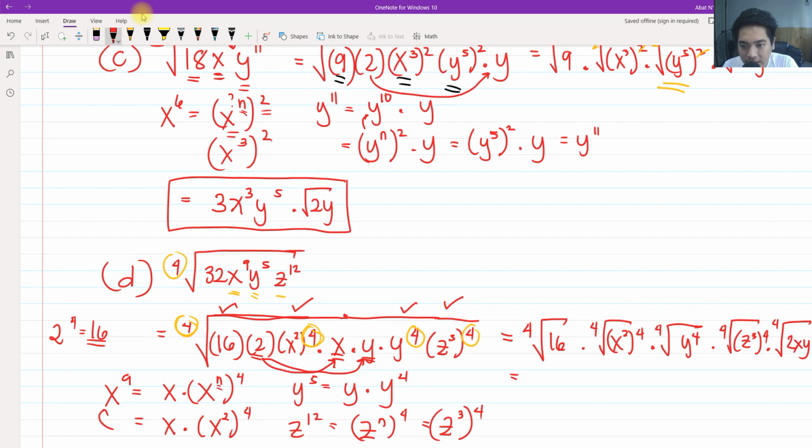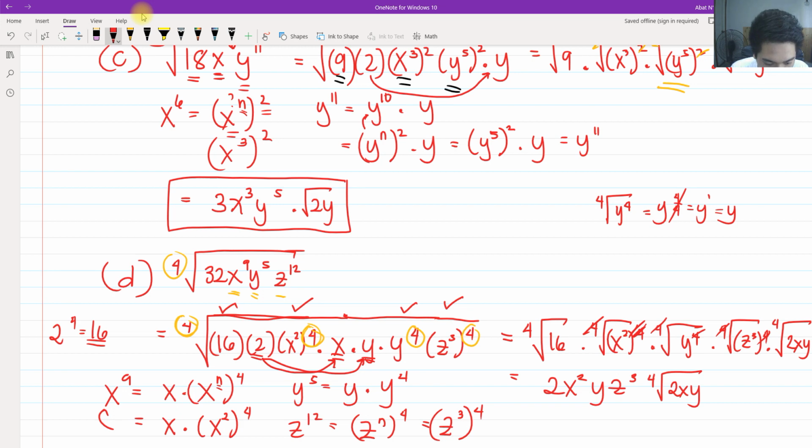So the fourth root of 16 is 2. This cancels out, so we have x squared. This cancels, so we have y. The fourth root of y raised to 4 equals y, because if we rewrite it in exponential form, that's y raised to 4 over 4, or y raised to 1, or simply y. 4 cancels, so we have z cubed. Then we have the fourth root of 2xy. And this must be our answer for this particular radical problem.